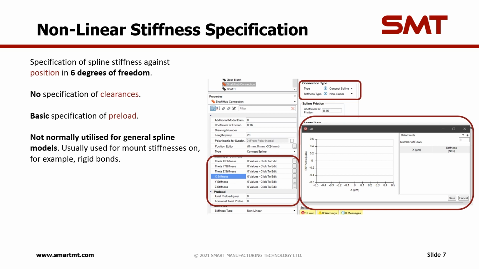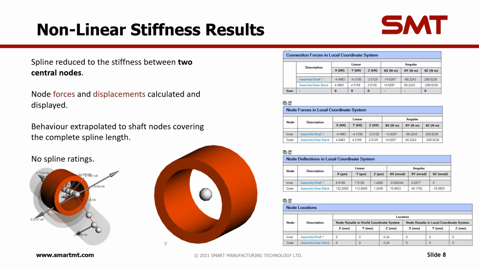Although it is available when you have a concept spline specified or a detailed spline, you will usually find people using this for mount stiffnesses, usually using a rigid bond, for example, rather than a spline. But the option is there if you feel it can be useful. And then again, the results and the node model are very similar to the matrix method.